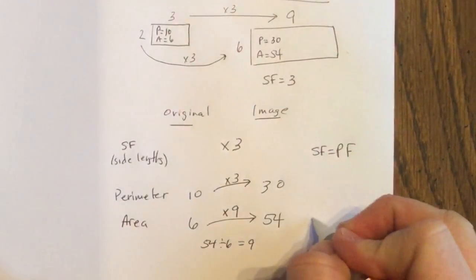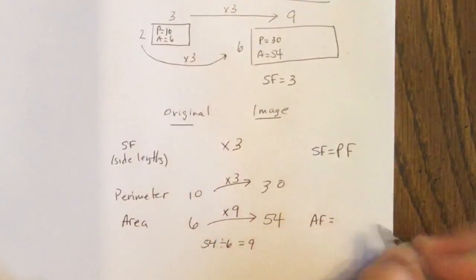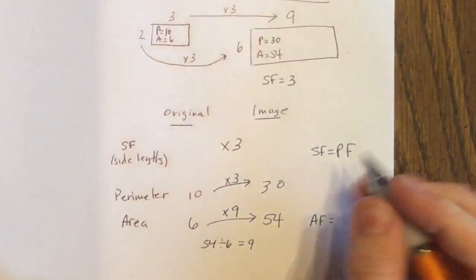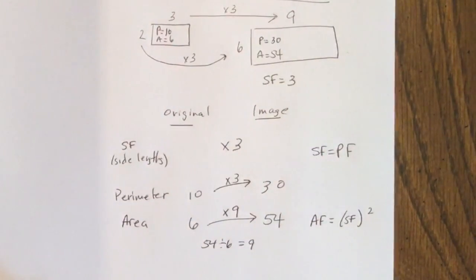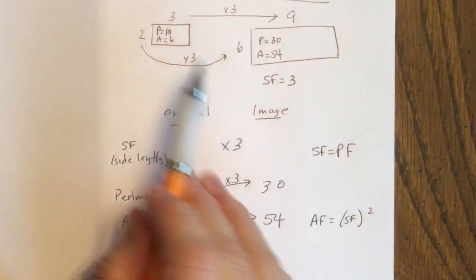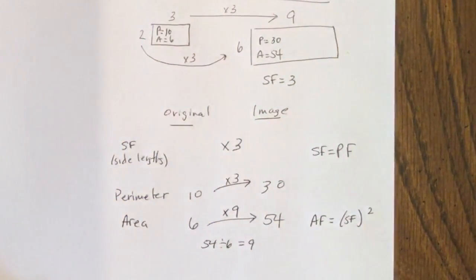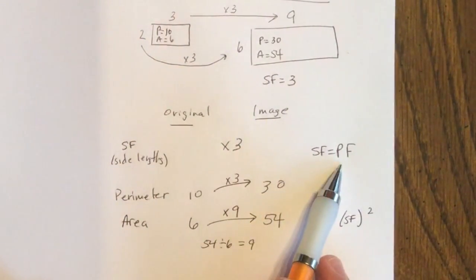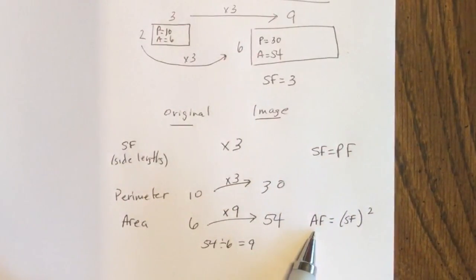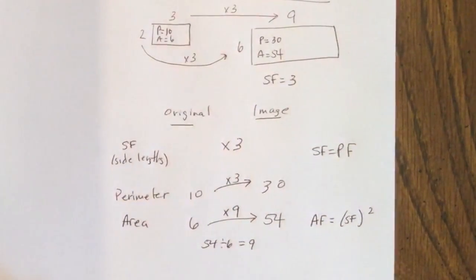So we should have remembered that the area factor equals, to get 9, we take 3 times 3, the scale factor times itself, or the scale factor squared. That's because we're multiplying two side lengths by 3. So we need to increase our area by a factor of, or a square of, 3. Right? So this is the general relationship. The scale factor and the perimeter factor are the same. The area factor is the scale factor squared.